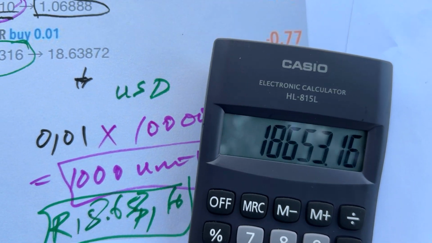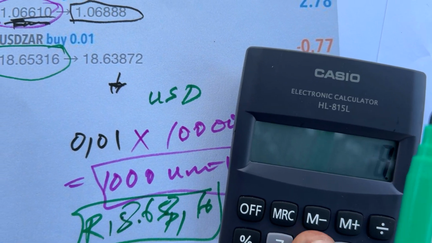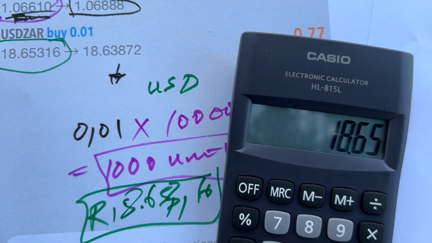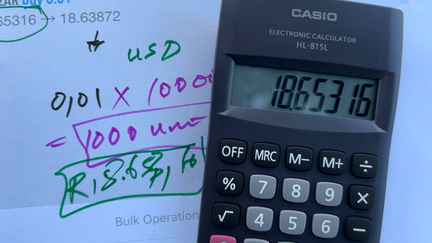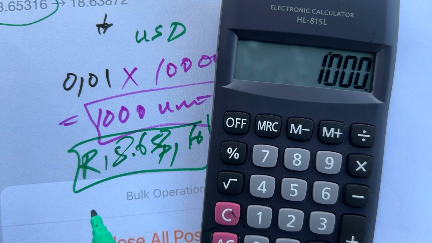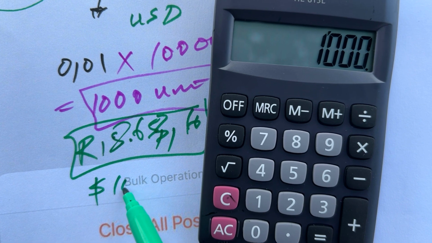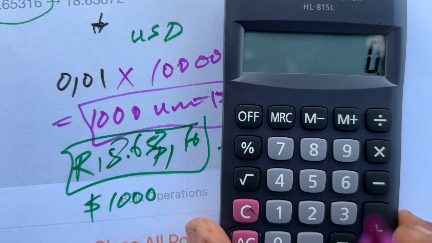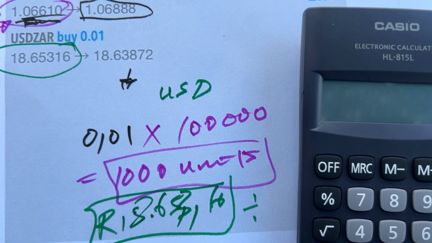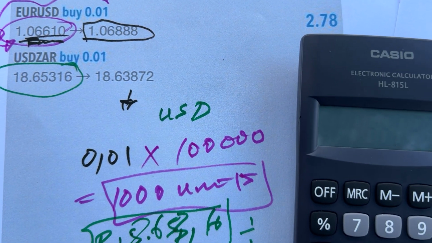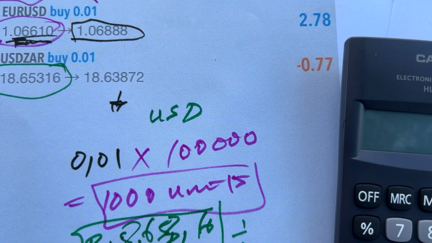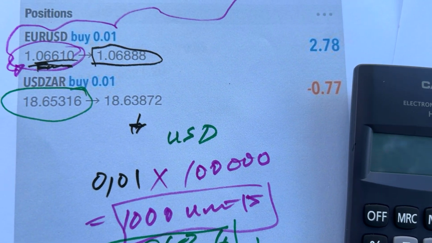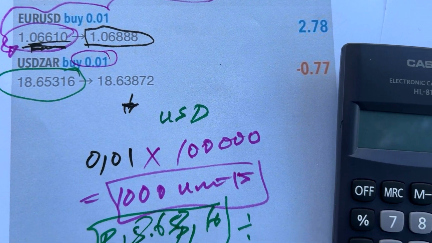The divide is going to be 18.65316, and then it's going to give you $1,000, right? Now we're in dollars, meaning that right now the money that we need to open 0.01 is $1,000. So you see now the money is too much. It's expensive to have this amount of money just to open this lot, because with this lot you can make a lot.